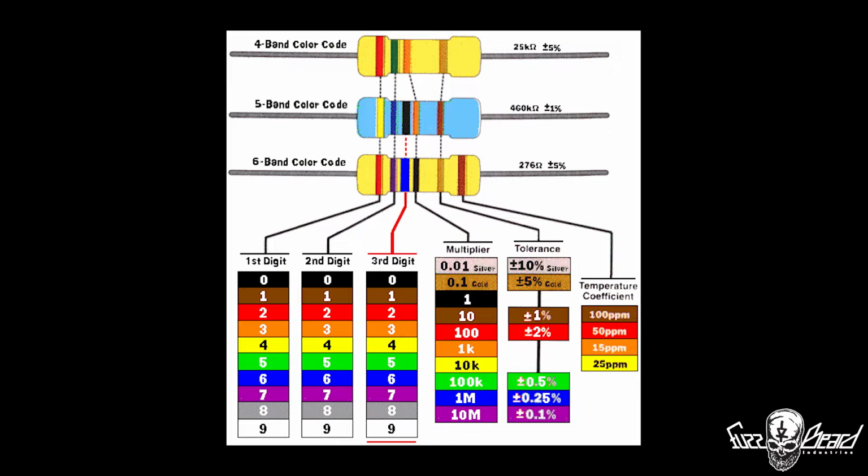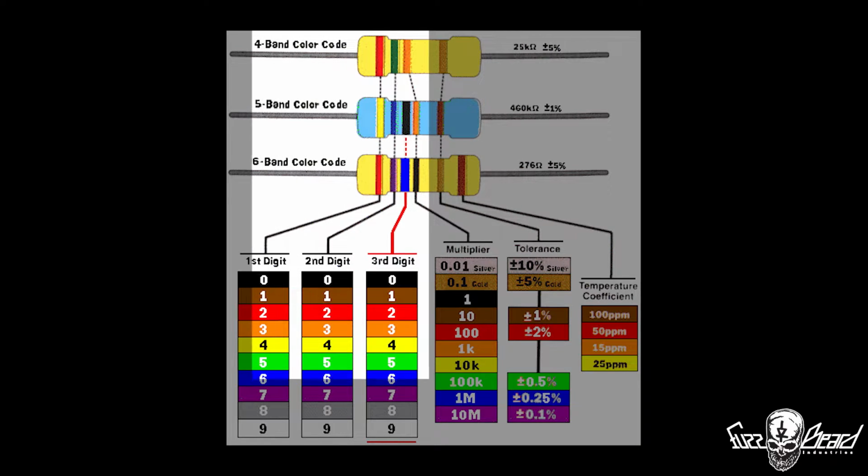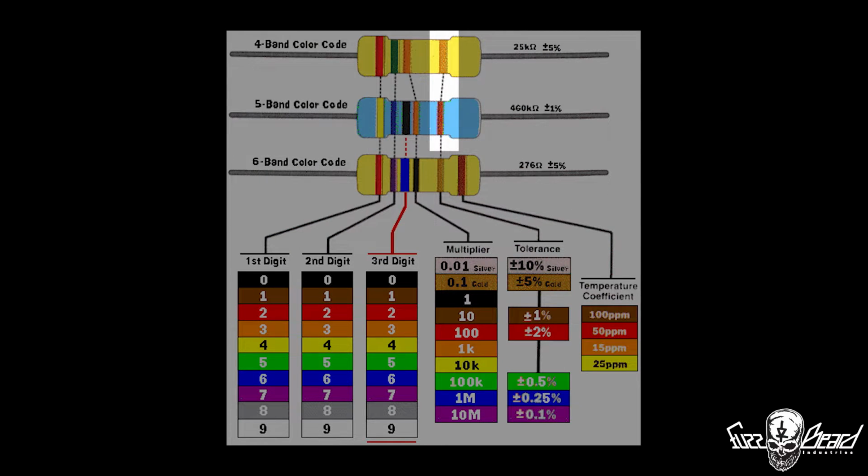You've got two different colour schemes, one for value and one for tolerance. Value bands are grouped together on the left and follow the rainbow scheme down here, and tolerance bands are on the right and follow a slightly different colour scheme, with each colour representing a different percentage value.